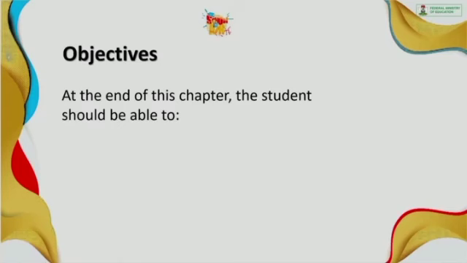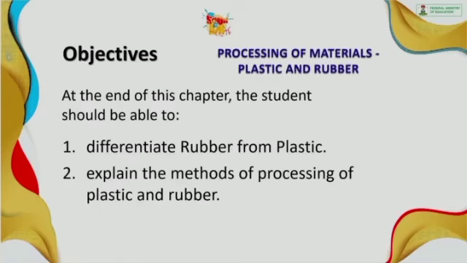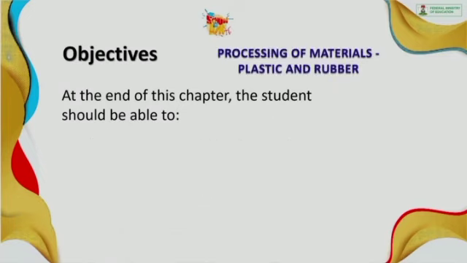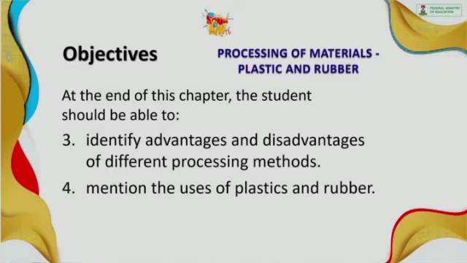At the end of this chapter, I hope you will be able to, number one, differentiate rubber from plastic. Number two, explain the methods of processing of plastics and rubber. Number three, identify advantages and disadvantages of different processing methods.